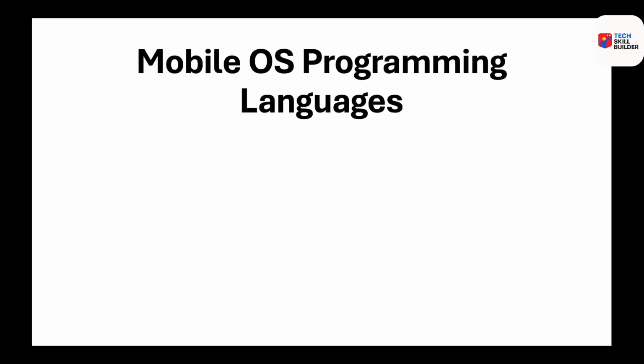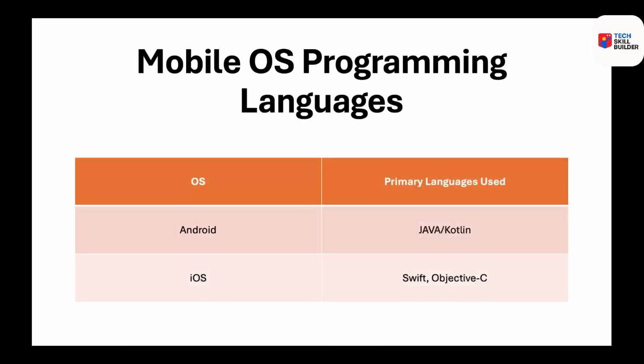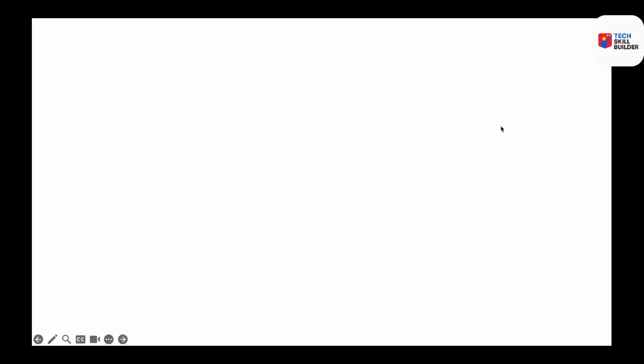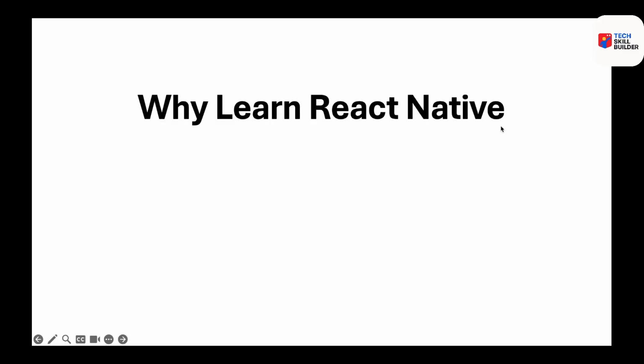So we'll see now mobile OS programming languages like as we discussed earlier, native Android uses Java and Kotlin, and native iOS they use Swift and Objective C. So we have seen different platform, cross-platform and hybrid apps, and this course is related to React Native.